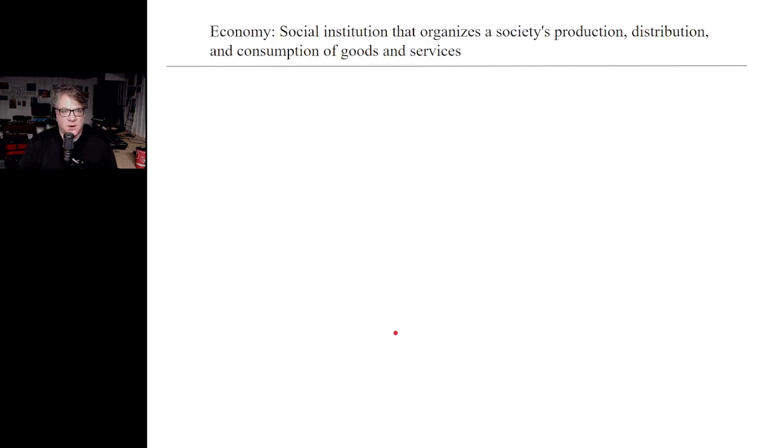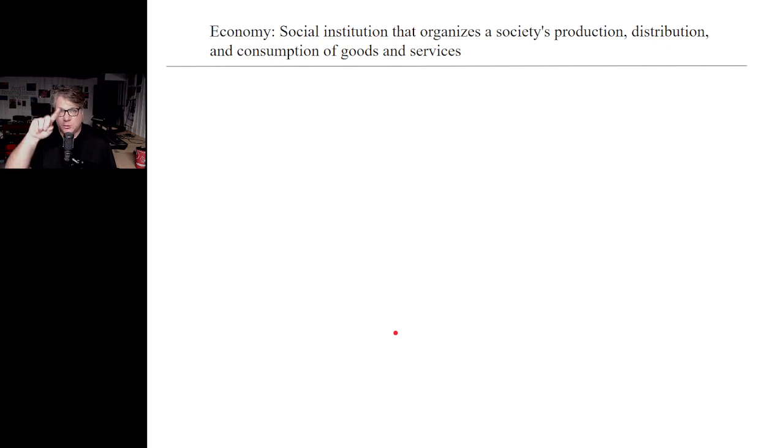So, one thing I like to do in talking about the economy is to look at one specific part of the economy, and that's money. But before we get there, let's talk about what we're looking at. What do we mean when we're talking about the economy?